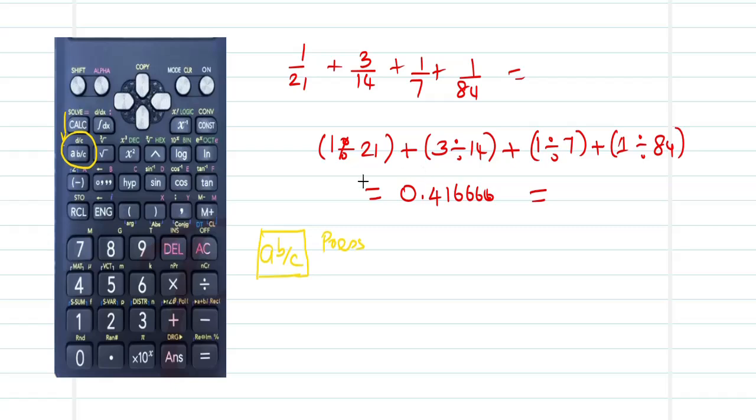after you get this decimal value, you will see something of this format: 5, with an inverted L, and a 12 appearing on your screen. So this is nothing but the answer 5 divided by 12. This button effectively converts a decimal value into a fractional form. This A, B by C is going to give a mixed fraction.